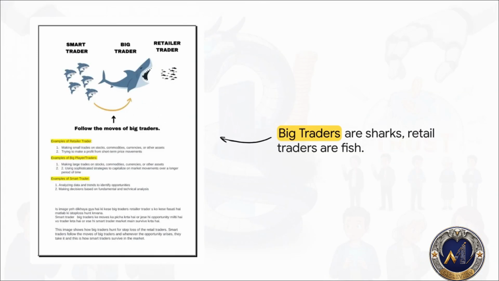Now, the sources outline an ultimate predator-prey dynamic in the financial markets. Think of it like this. That massive school of small fish, that represents the retail traders. That's you and me. And that huge, hungry shark looming around them, those are the big traders, the institutional players. To survive out there, you've got to stop acting like a small fish and start acting like a smart trader, one of those smaller sharks who patiently follows the moves of the massive shark.